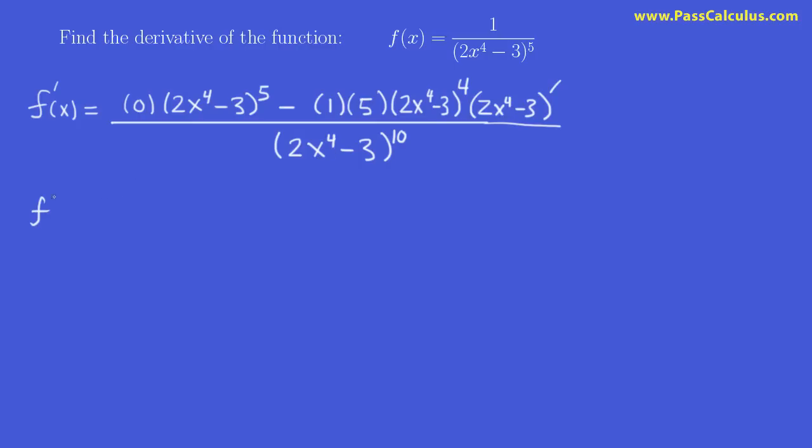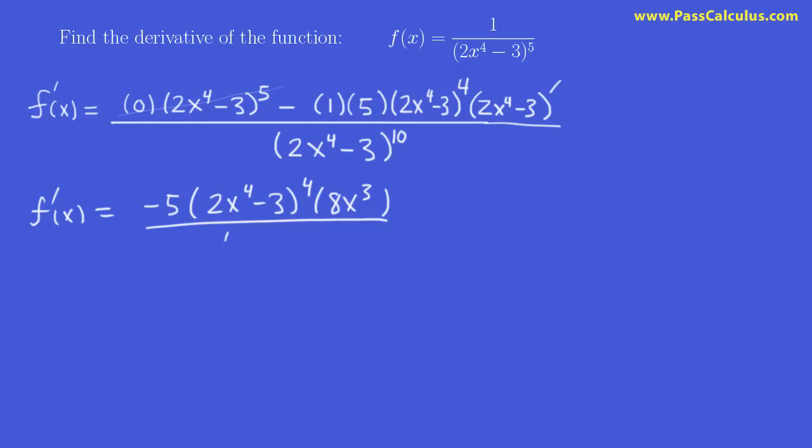Now, what happens now? Well, notice this 0. It actually destroys all of this, doesn't it? So that's all gone. Minus 1 times 5 is just minus 5. This part I'll just recopy. And right here, well, this is easy. This is 2 times 4 is 8, x to the power of 3 minus 0, all over this to the power of 10.